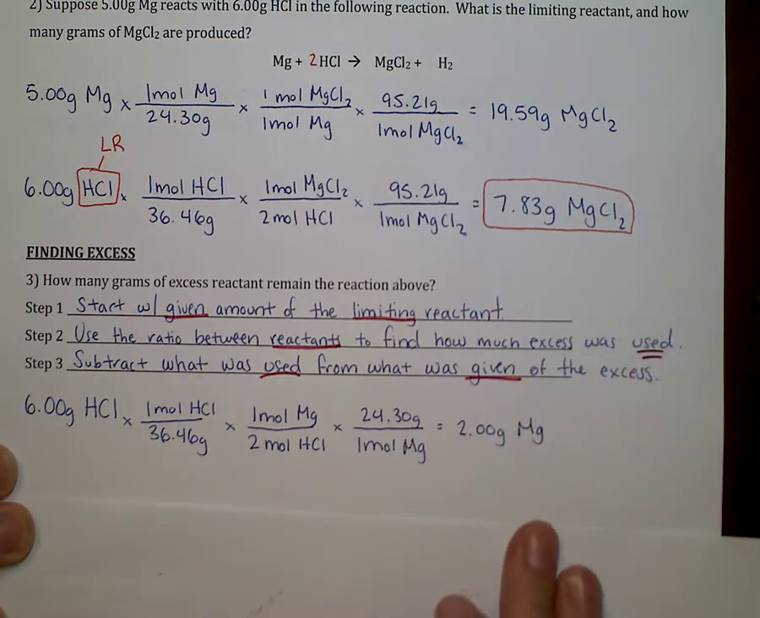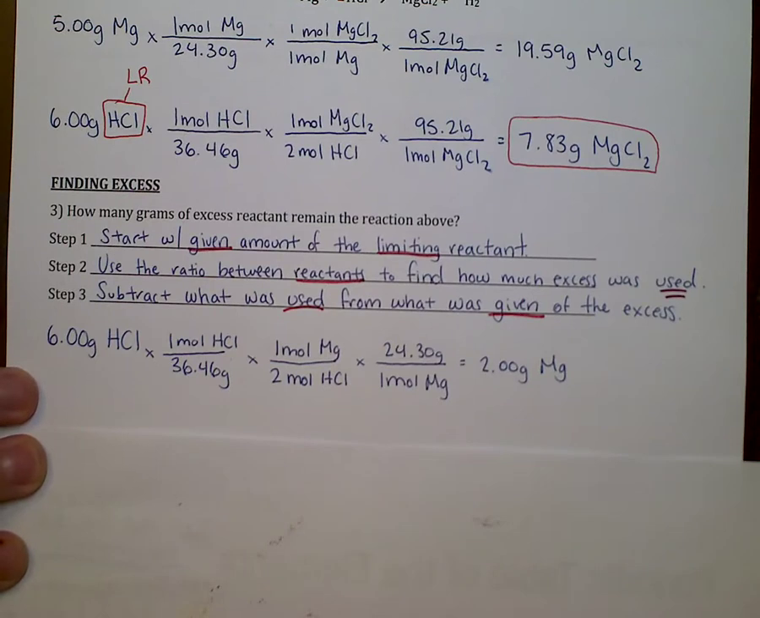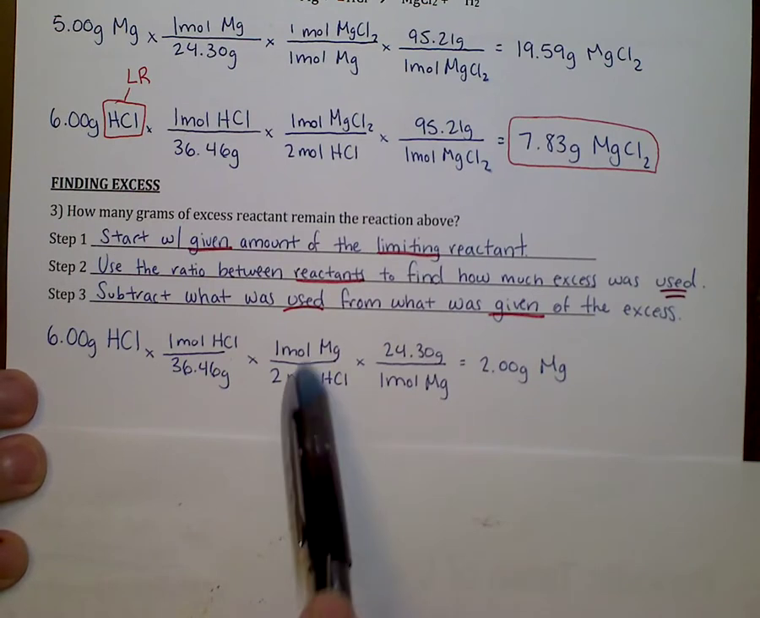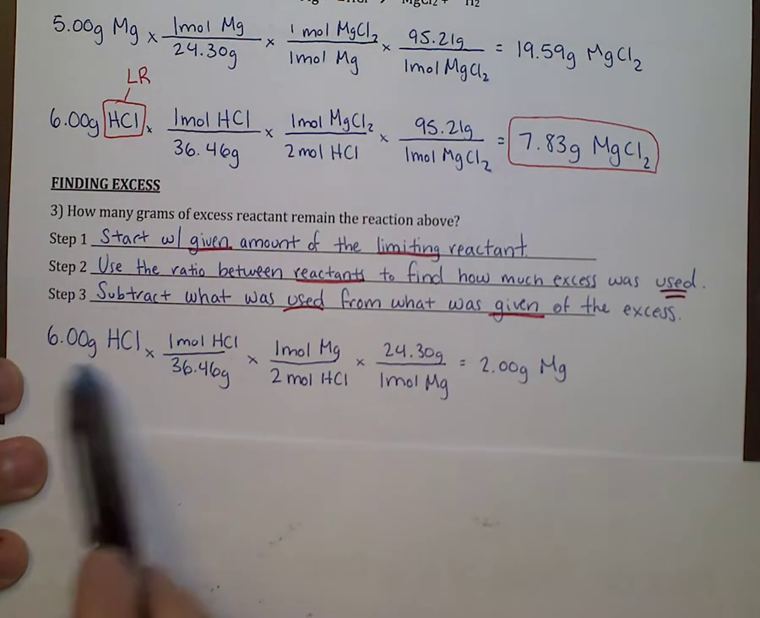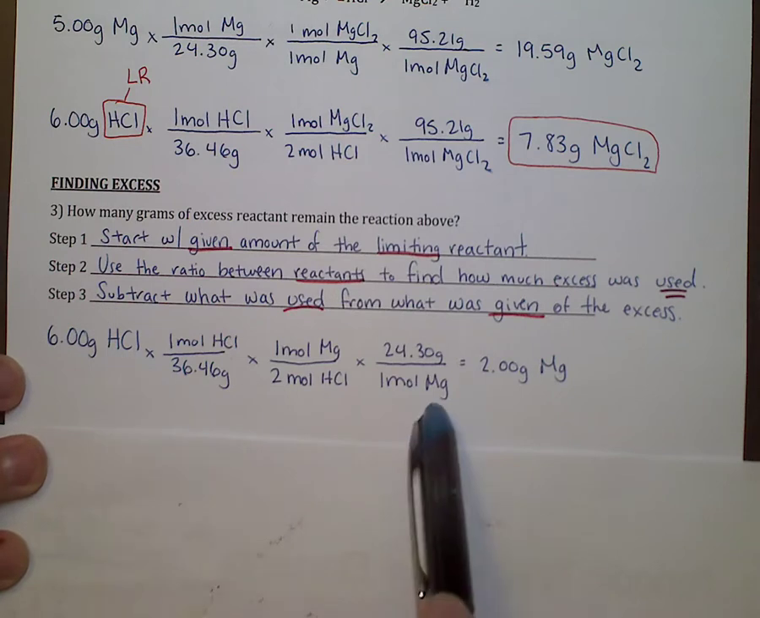Okay, so again, it's not enough to just crunch the numbers. You have to understand why we're doing this, right? So this ratio is basically saying, okay, if I start with this many grams of HCl, how much of magnesium am I going to use?